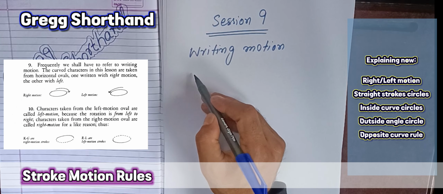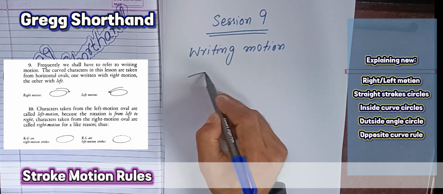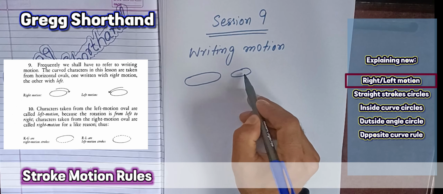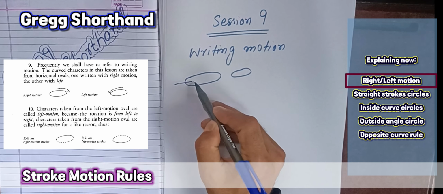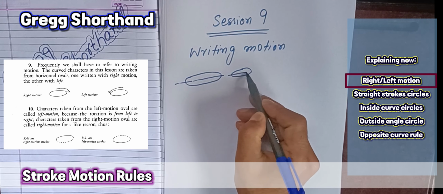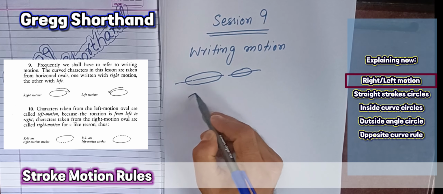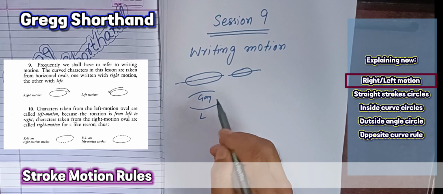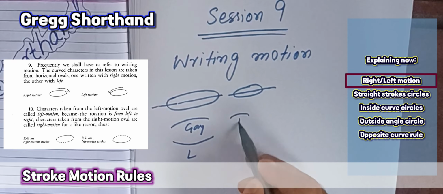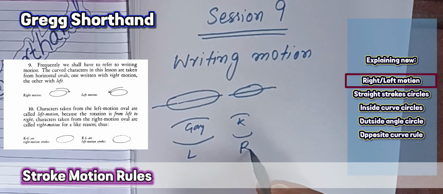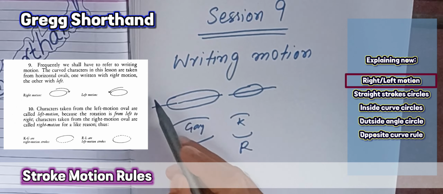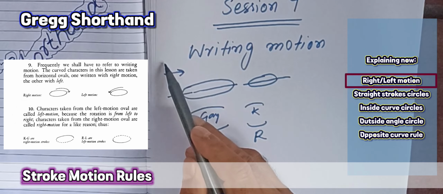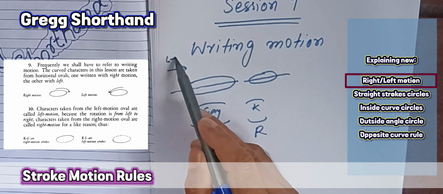in which we write these characters. For example, this is a horizontal oval, this is another horizontal oval, and if we divide them from the center, we have 4 shapes. One, this is the G character. Another, this is the L sound, L character. This one becomes K and this one becomes R. So if you see, this is not the direction of writing. Obviously, we write English, or shorthand for that matter, from left to right.